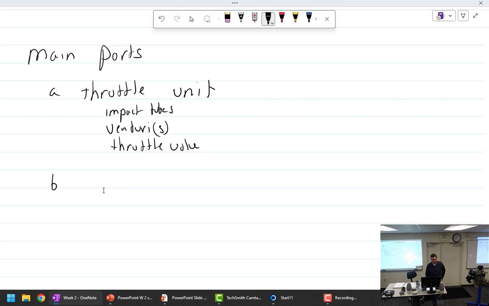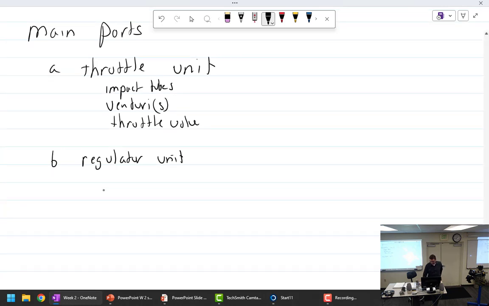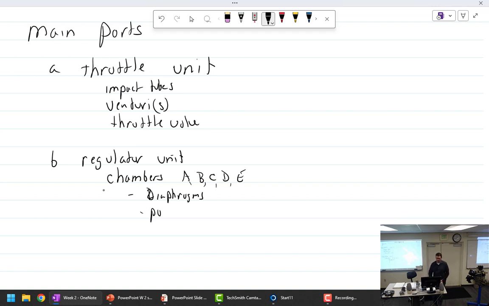We have the regulator unit. It automatically regulates fuel pressure to the metering elements in the fuel control unit. So it has chambers A, B, C, D, and E, depending on how big it is and which style it is. We have the 2 diaphragms in the PR58. Diaphragms, and we have the poppet valve.